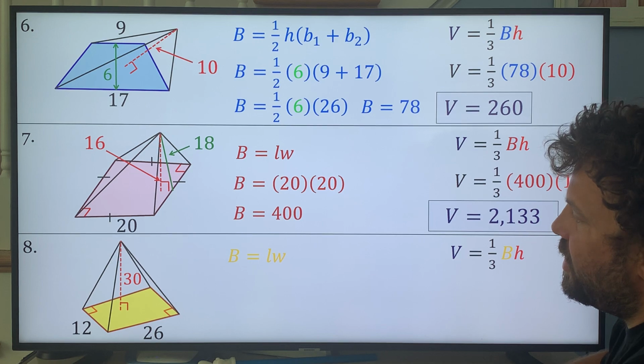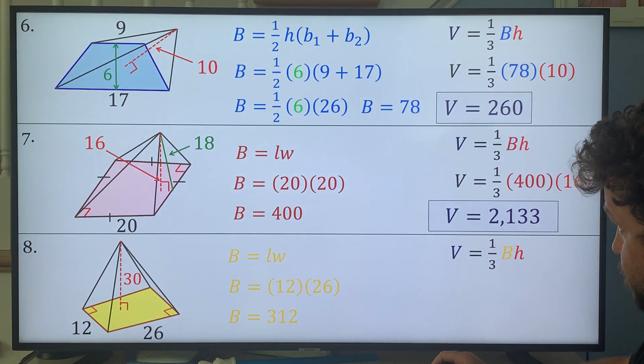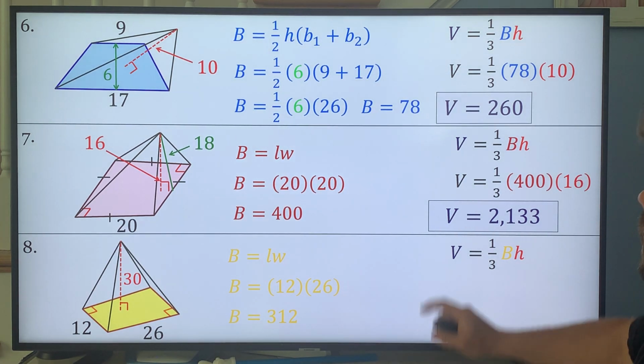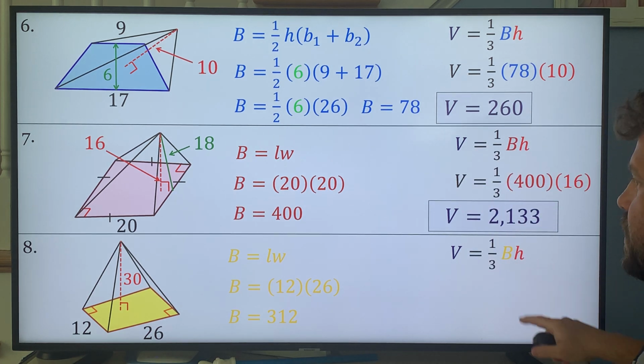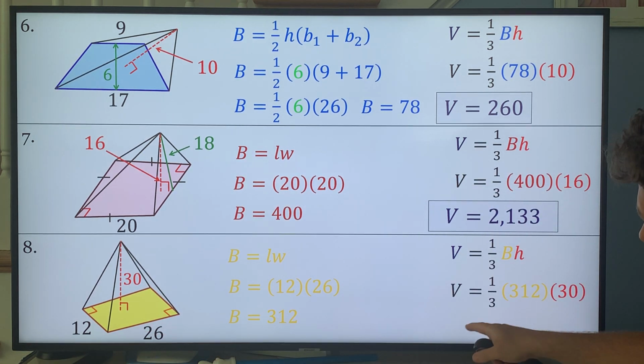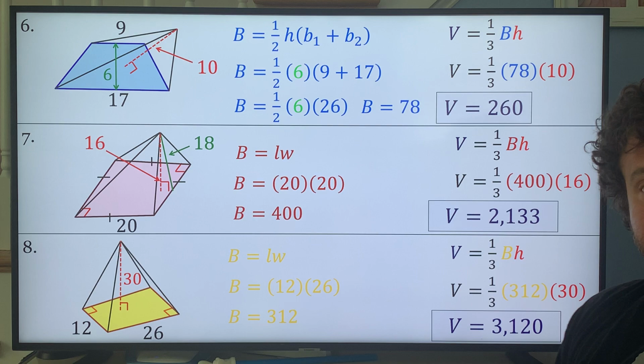All right. This one, as weird as it looks, it's just the way the shape is drawn. The base right there is length times width because it's a rectangle, 12 times 26, which is 312 units. Got it? 1/3 base, which is 312, times height, which is 30, gives you 10 times 312, 3,120 cubic units. All right? That, my friends and my students, is the volume of a pyramid.